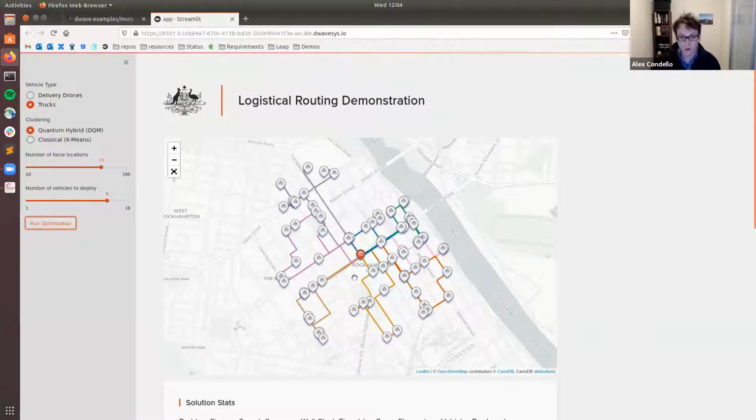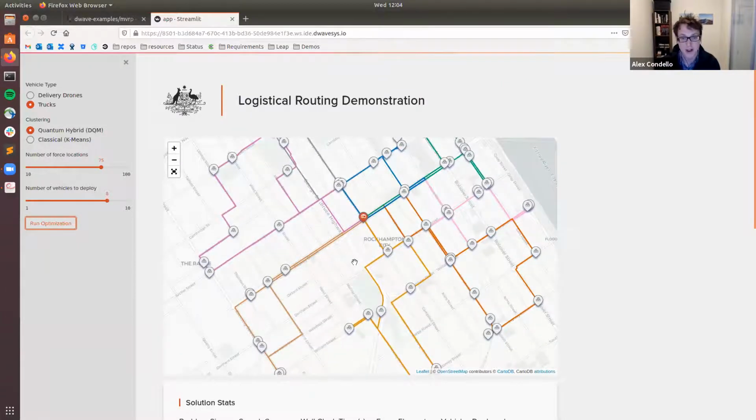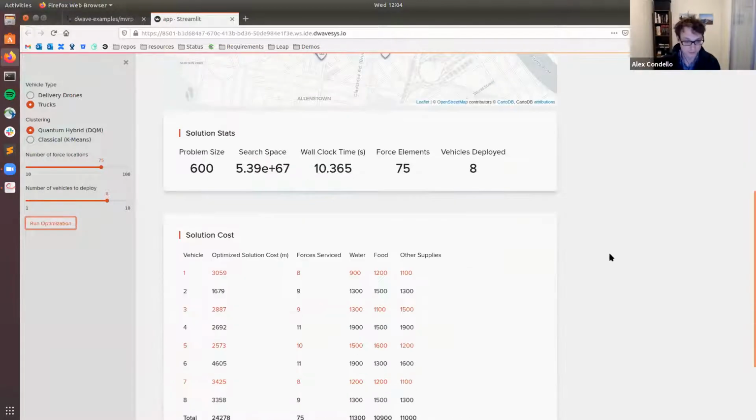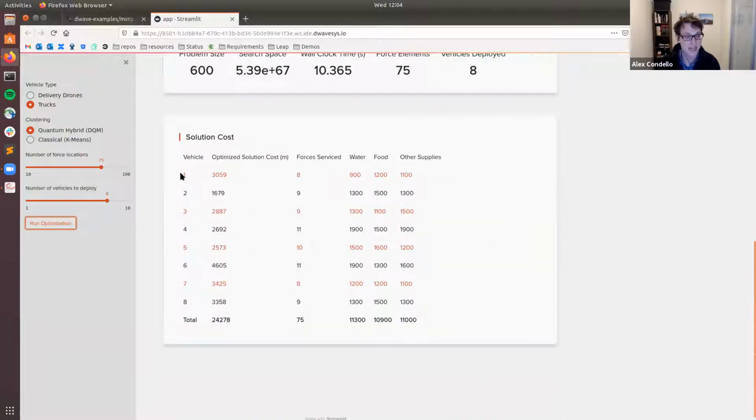And so here, we can see an example of our solution. And again, this passes the sniff test. We can see that this purple truck has distributed to these locations. We had a gray truck that distributed to these. And we can, in fact, scroll down and see a little bit more detail. I can see for each of my individual 8 trucks how far they traveled in terms of meters.